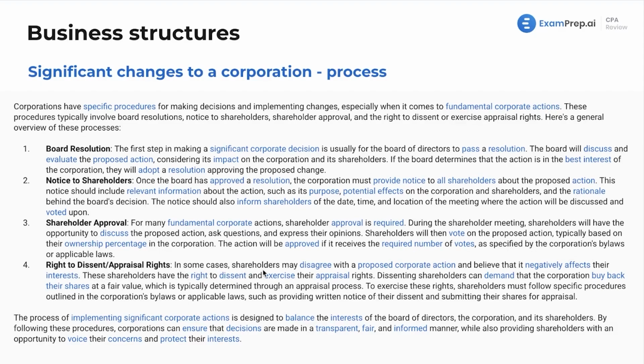Lastly, we've got the right to dissent or appraisal rights. Now, in some cases, shareholders may disagree with a proposed corporate action and believe that it negatively affects their interests. Hey, find me an action that everyone's going to 100% vote on, and I'll call you crazy because it does not exist. No one's going to agree on absolutely everything. Now, is it a majority that dissents? Is it a minority? Is it just one or two people? Is it pretty much everyone, right? What is that going to be? This applies in all those situations.